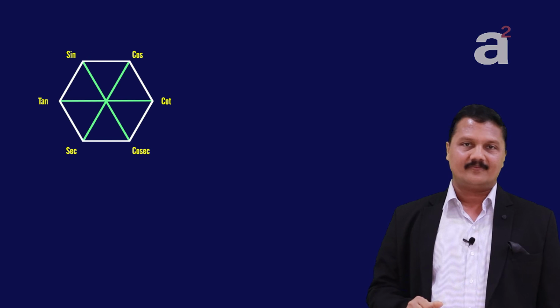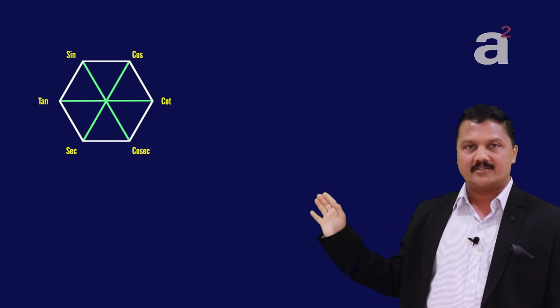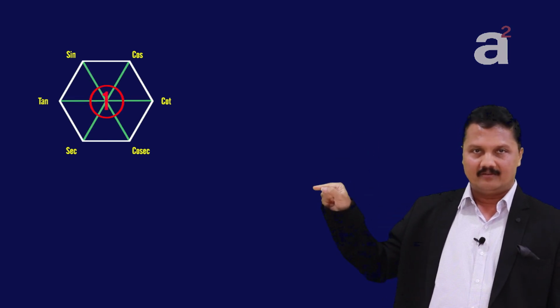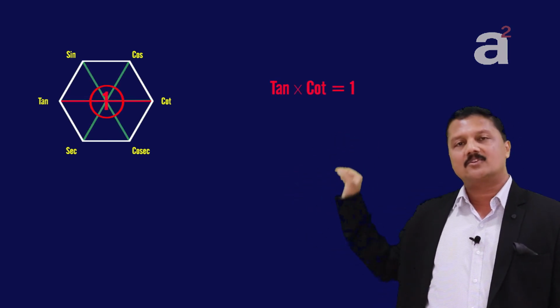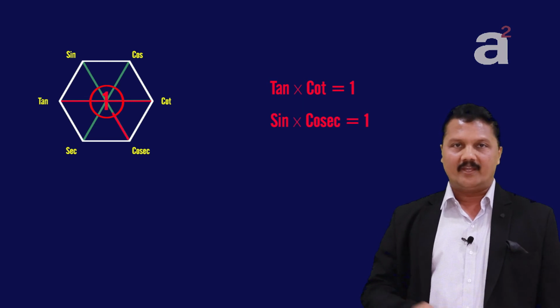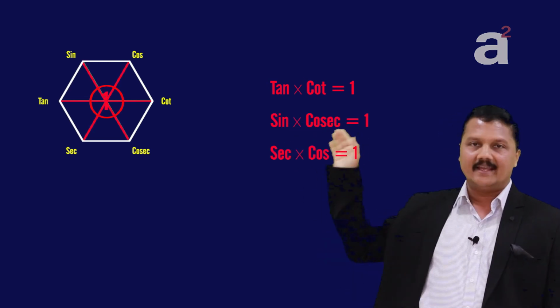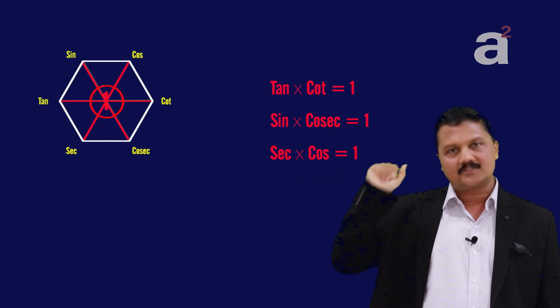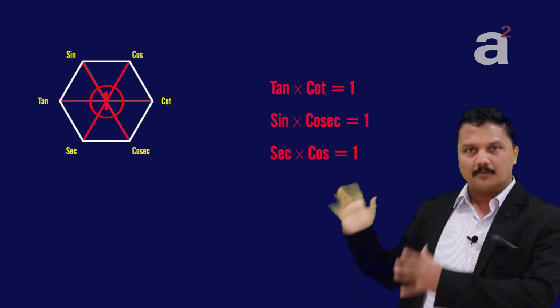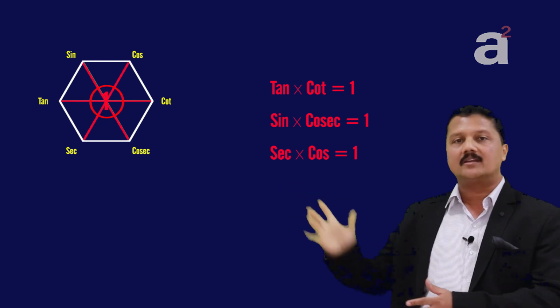See the diagonally opposite trigonometric ratios. What is opposite to tan? It is cot. So we can make a relation. Put 1 in the middle. Tan times cot is equal to 1. Then sine times cosec is equal to 1. Sec times cos is equal to 1. When you multiply diagonally, you get the result 1.